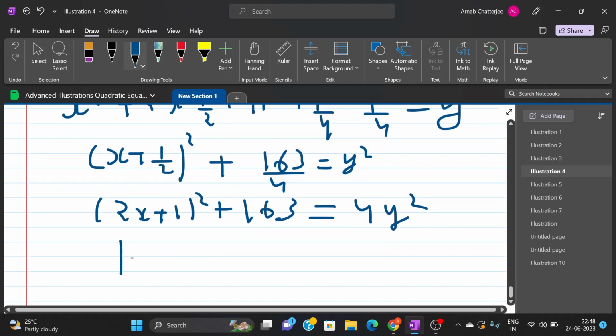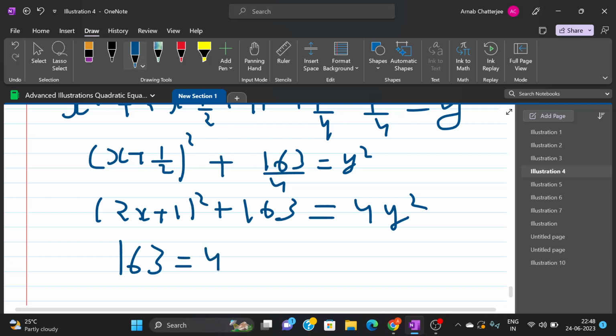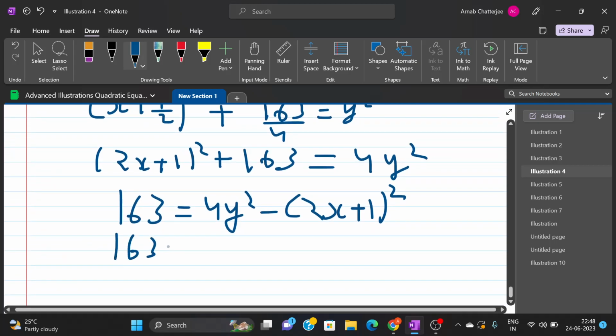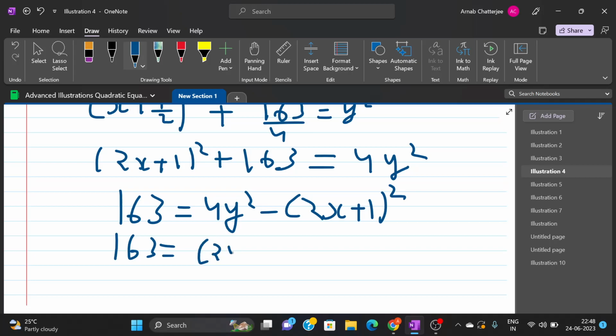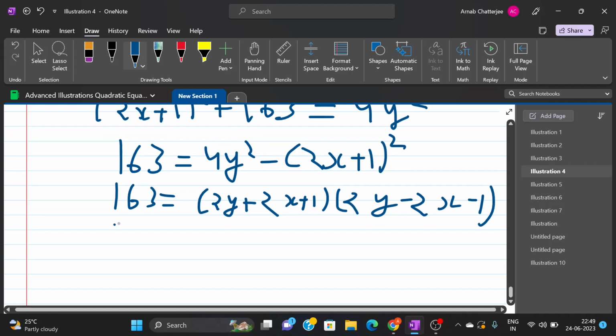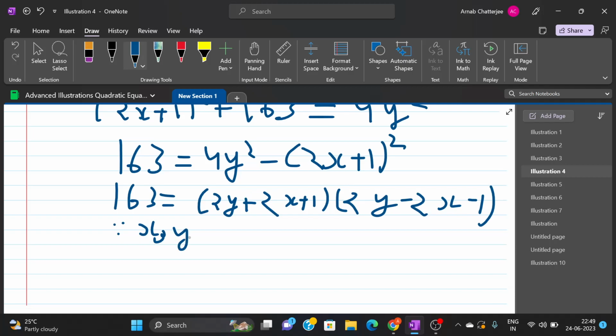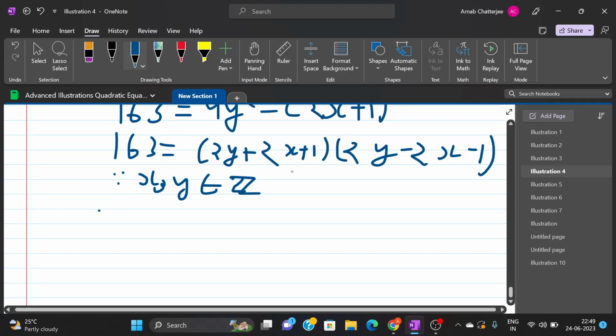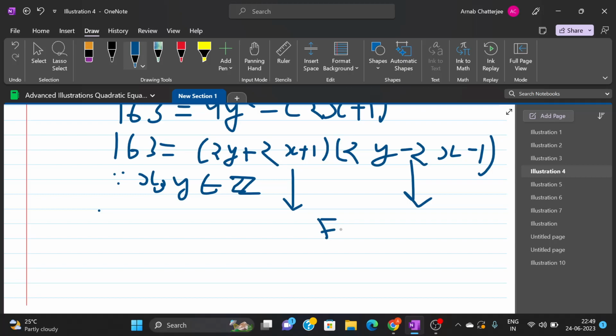So now we will write it as 163 equal to 4y square minus (2x + 1) whole square. Using a square minus b square, 163 becomes (2y + 2x + 1) into (2y minus 2x minus 1). And since x, y belong to integers, these both are factors of 163.